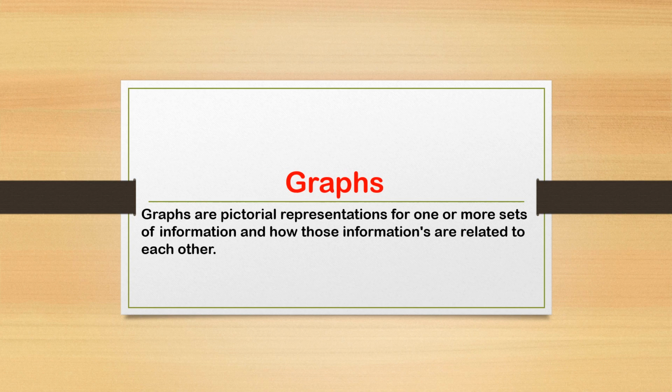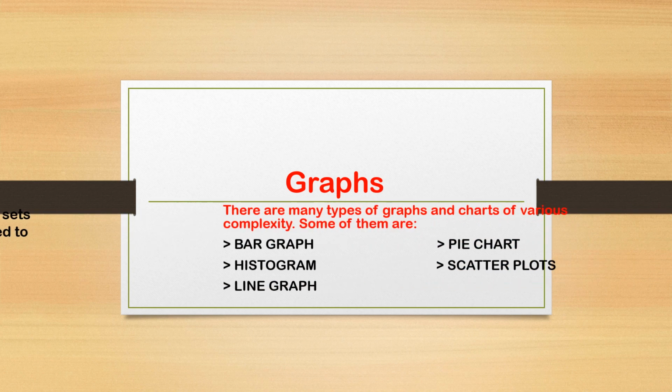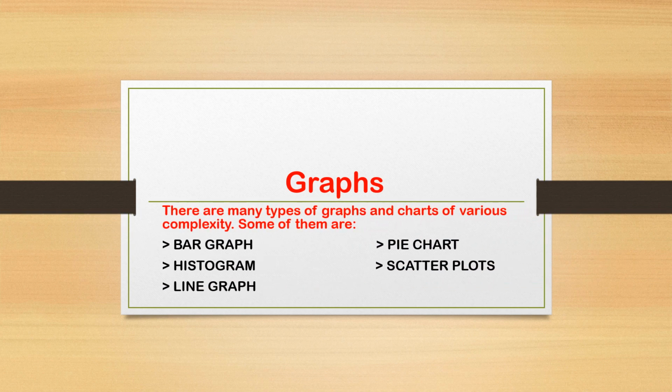Graphs. Graphs are used to represent the relation between two or more datasets in an easily understandable way. Graphs are pictorial representations of one or more sets of information and how that information is related to each other. There are many types of graphs and charts of various complexity. Some of them are bar graph, histogram, line graph, pie chart, and scatter plots.